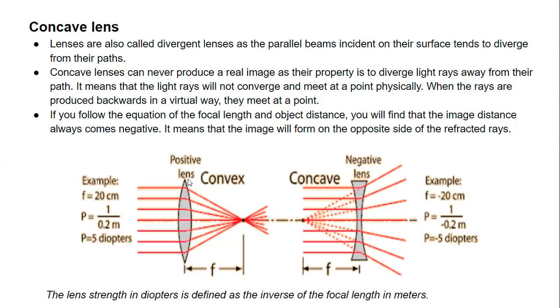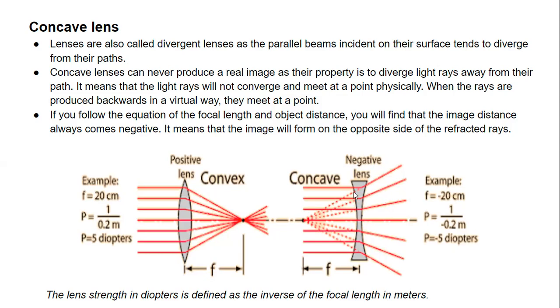The other thing is that a convex lens is known as a positive lens because the object is found at one side of the lens, and the image is formed at the other side of the lens. Whereas in a concave lens, what happens? The object and the image both are found to be at the same side, and it is known as the negative lens.